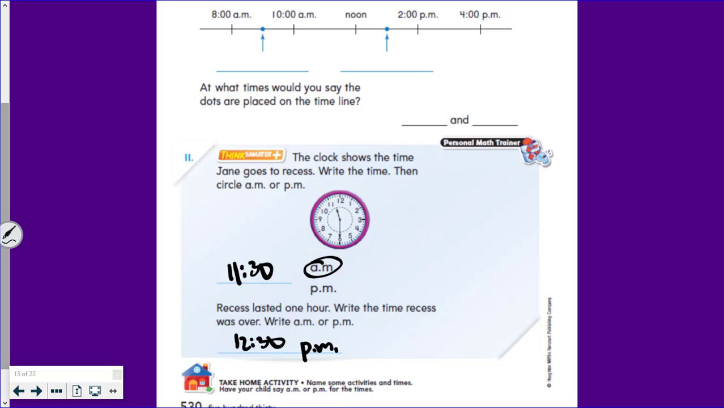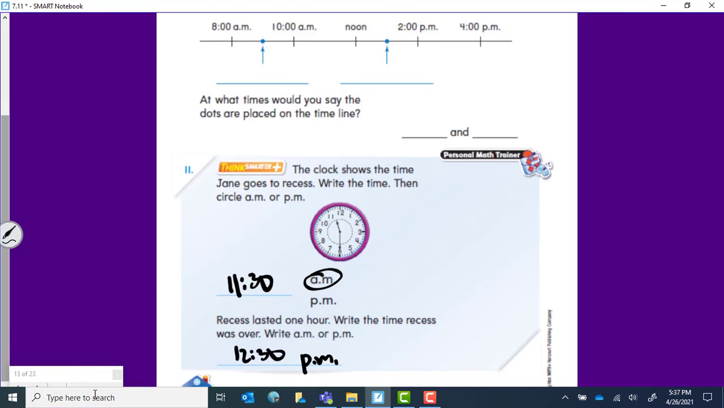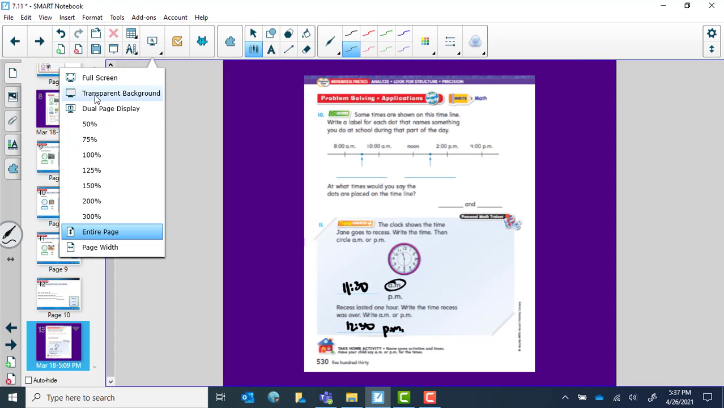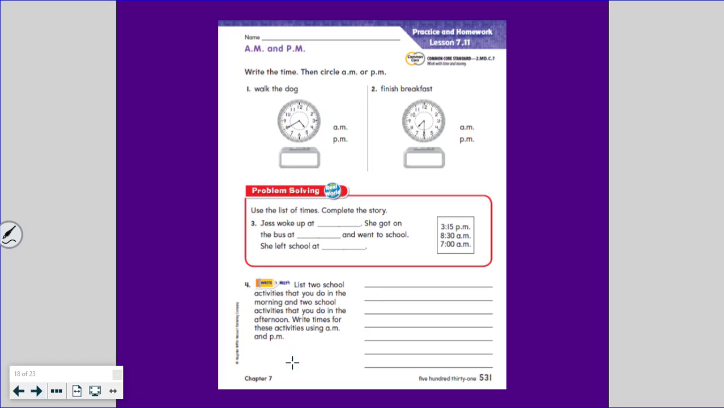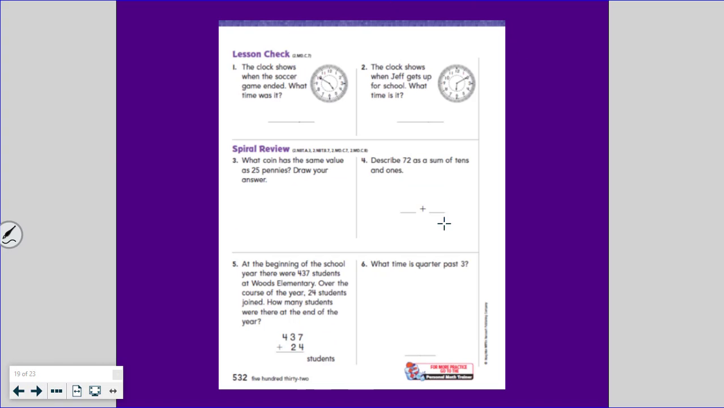All right, let's get to the homework pages. So you need to do the whole page, page 531, and the following page, 532. We got 2 more clock problems and spiral review. So stuff you should know. Okay? All right, good luck.